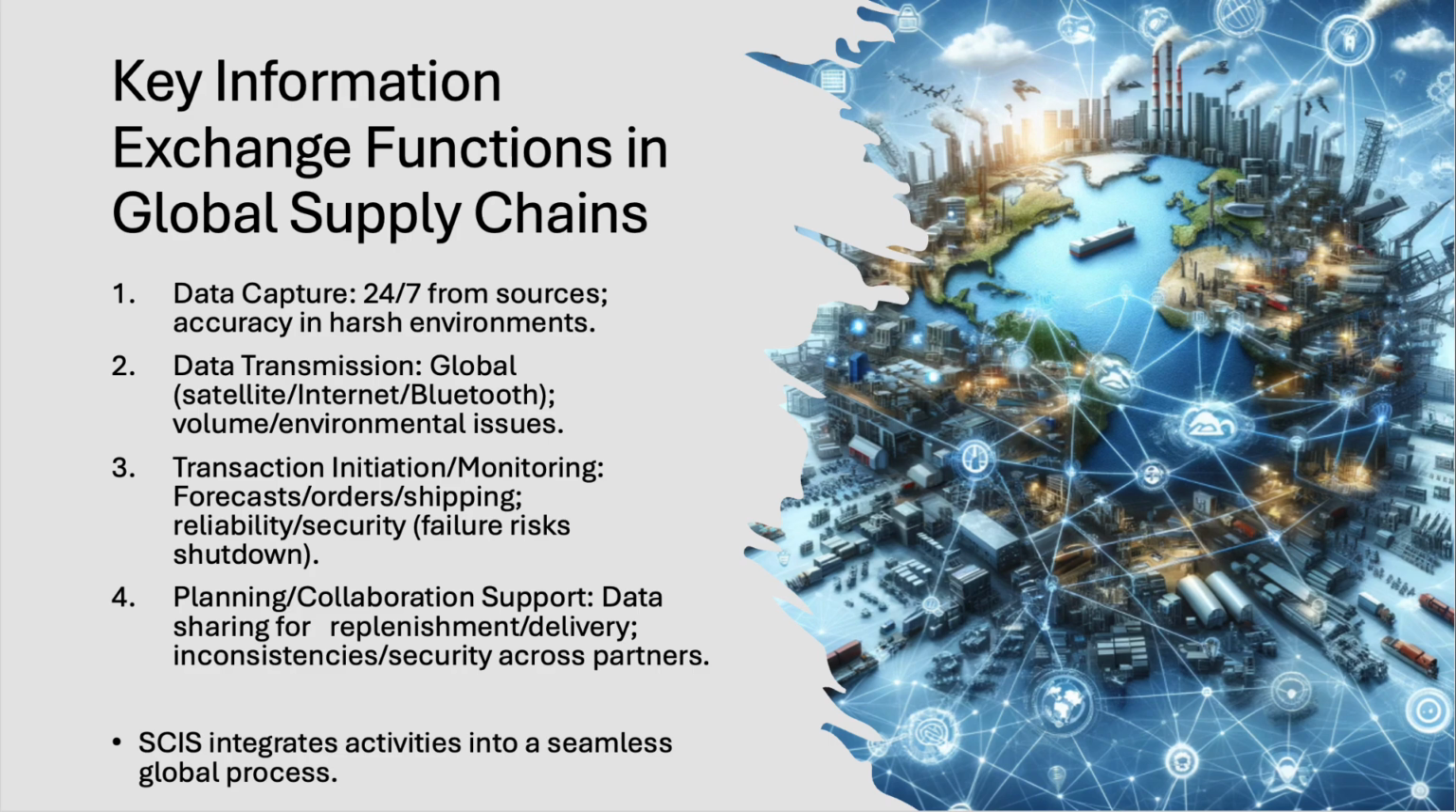The third is transaction initiation and monitoring. Supply chains rely on forecasts, orders, shipping notices, production signals, and payment documents. If these systems fail, operations can be seriously disrupted. A system failure may prevent orders from being processed, shipments from being released, or suppliers from receiving replenishment signals.